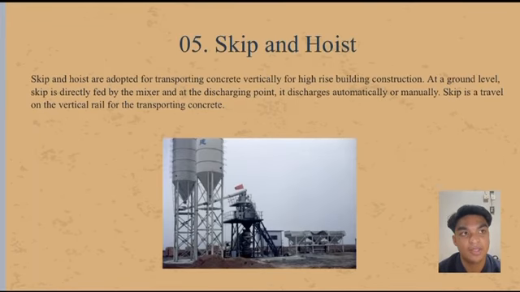Number 5, skip and hoist. Skip and hoist are adopted for transporting concrete vertically for high-rise building construction. At ground level, the skip is directly fed by the mixer and at the discharging point it is discharged automatically or manually. Skip travels on a vertical rail for transporting concrete.